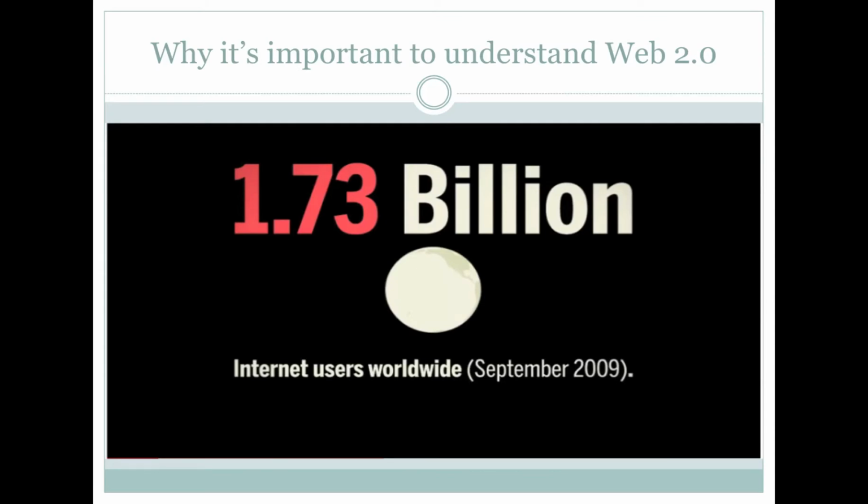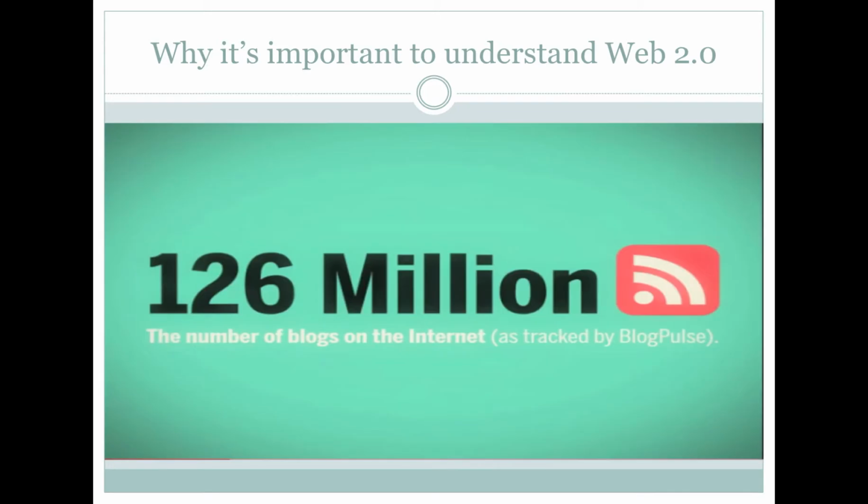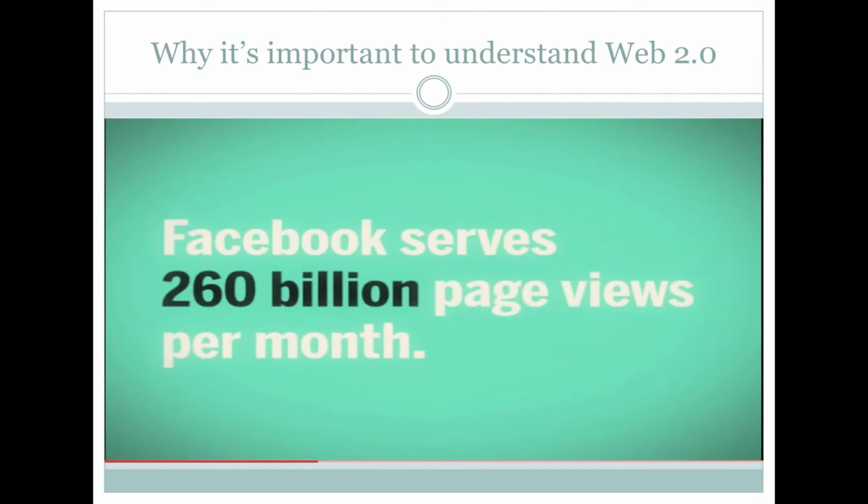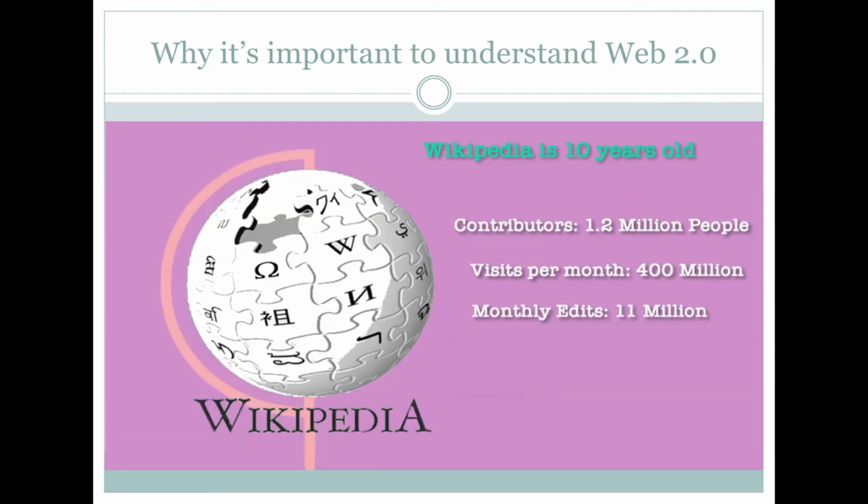The Internet has over 1.73 billion users, more than 126 million blogs. It is a constant conversation. Facebook serves 260 page views a month. Wikipedia just turned 10 with 1.2 million contributors, 400 million visits a month, and 11 million edits monthly. It harnesses the power of collective intelligence.